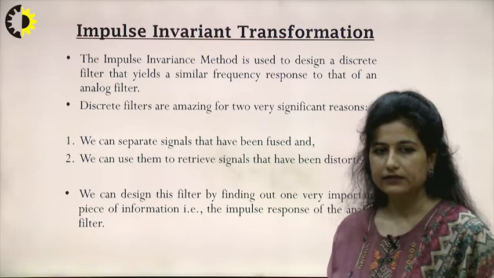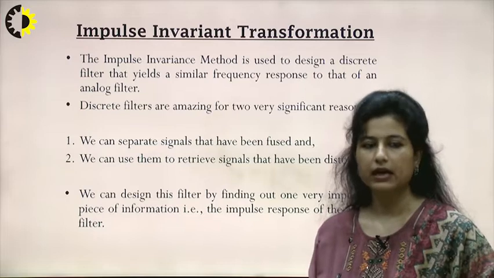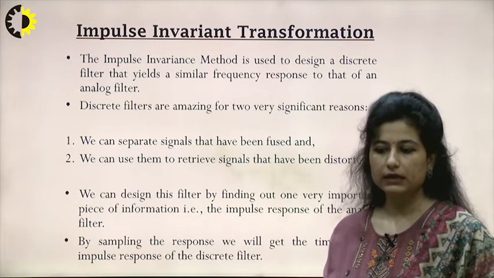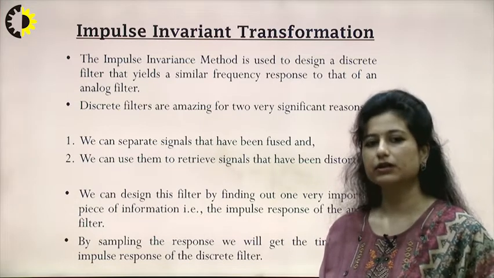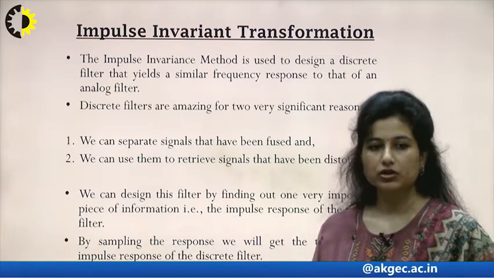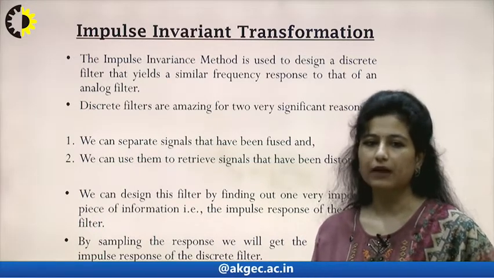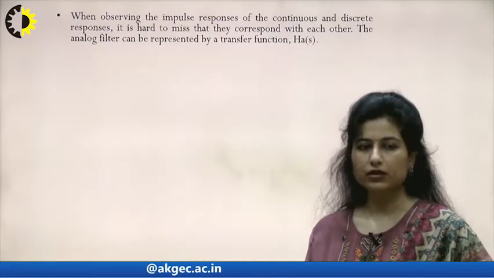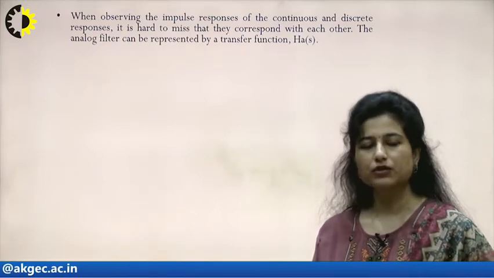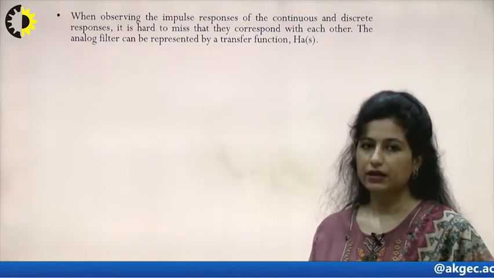When we design this filter, one very important piece of information is the impulse response of the analog filter. Whenever I am transforming the impulse response of the analog filter into the digital filter, I have to see that the response remains the same. So in this technique, called impulse invariant transformation, I have to come back to the time domain impulse response. When observing the impulse response of a continuous and a discrete system, it is hard to miss that they correspond with each other. There would be one kind of mapping between the analog domain and the digital domain.